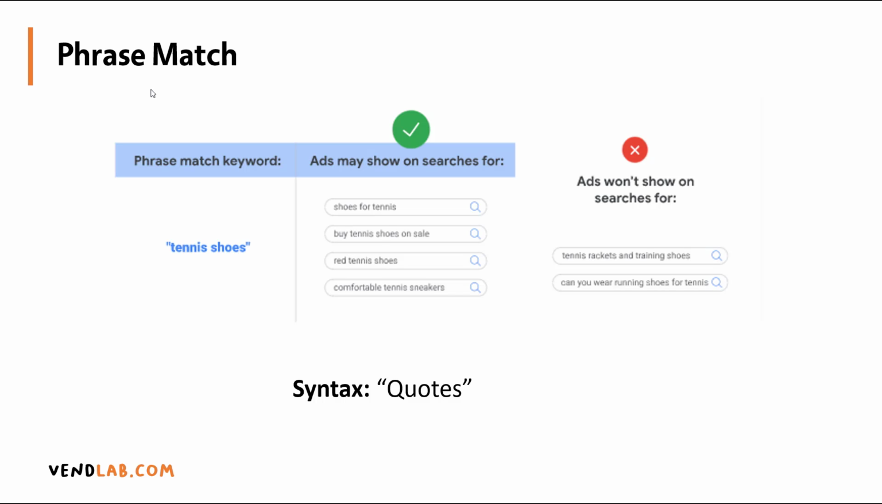So if the phrase match keyword is tennis shoes, your ads may show on searches for shoes for tennis, buy tennis shoes for sale, red tennis shoes, comfortable tennis sneakers. So for example, tennis shoes is shown in the second one here, buy tennis shoes also in the third one, and the first and the fourth, it's because the phrases are identical in meaning. Your ads won't show on searches for tennis rackets and training shoes. Can you wear running shoes for tennis, because they are too different.